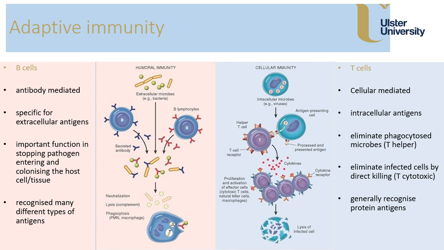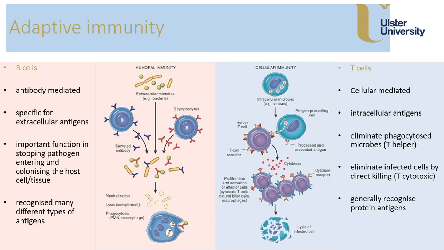Adaptive immunity can be further categorized into humoral mediated or cell mediated. We also call humoral mediated antibody mediated. So in humoral or antibody mediated, B cells will secrete antibodies that bind directly to extracellular antigens, i.e. antigens that are outside of the cell.